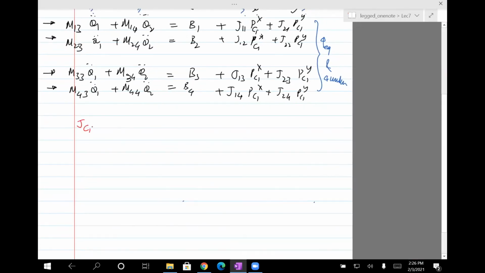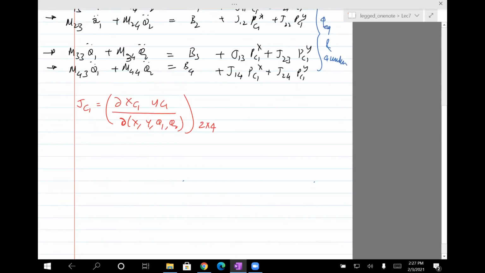Jacobian is JC1. What's that Jacobian? It's basically the Jacobian of the position XC1, YC1, sorry, my bad, with respect to x, y, theta 1 and theta 2. And that's why it is 2 by 4. And then when you invert it, it's 4 by 2. The position of C1, which is basically this point, is simply x comma y.